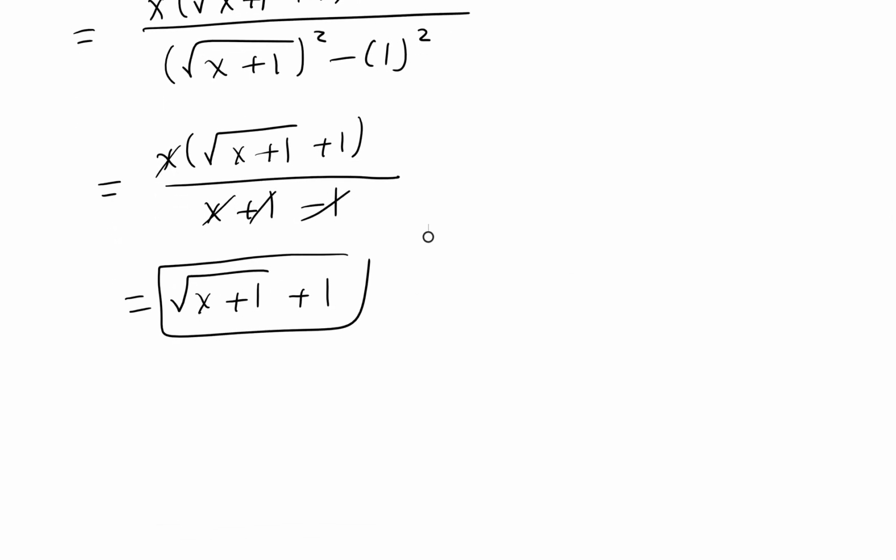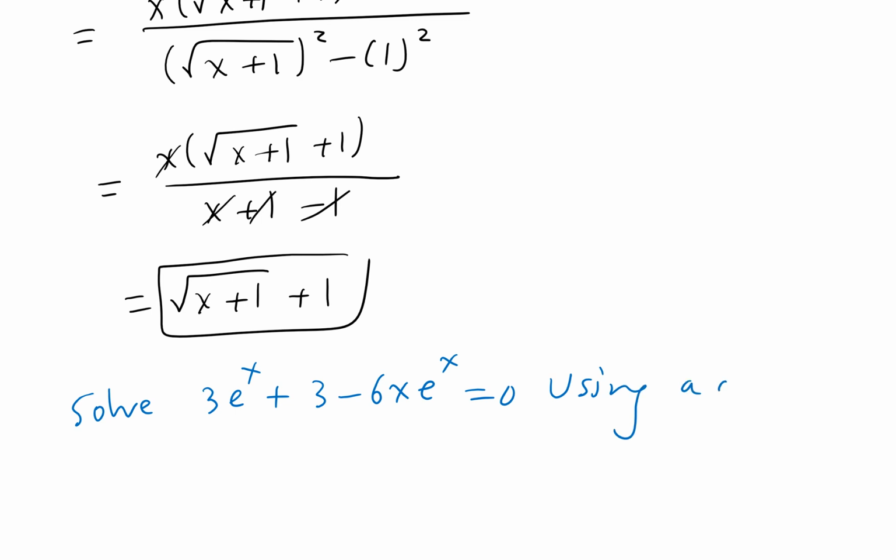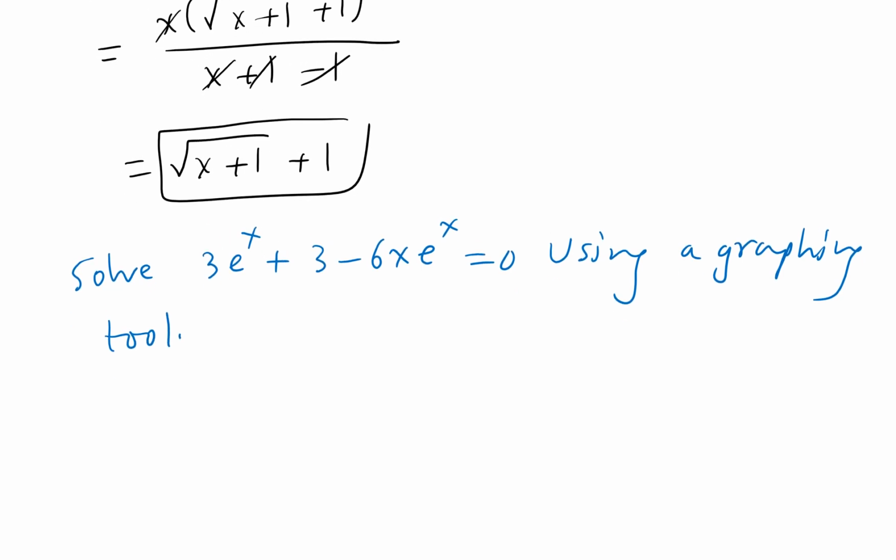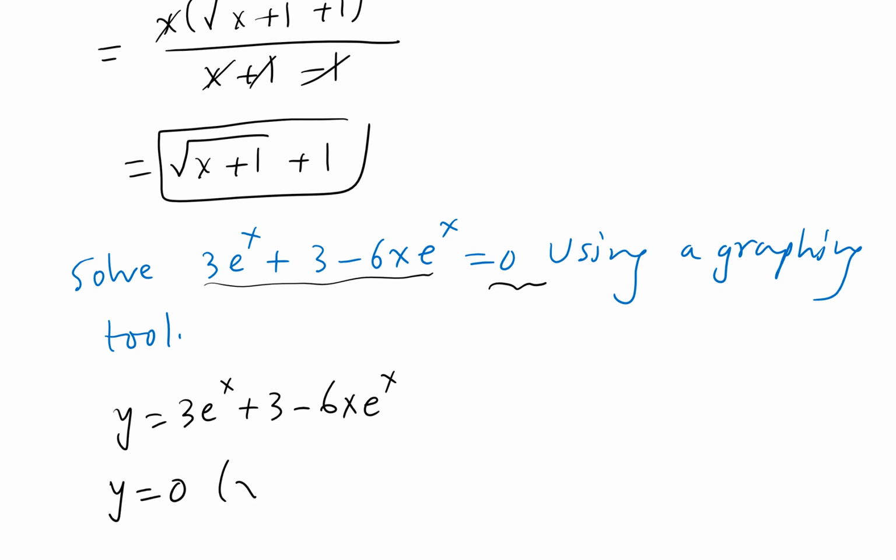So that's about rationalizing. Another thing I want to review is how we can solve equations such as 3e to the x plus 3 minus 6x e to the x equals 0 using a graphing tool. There are many ways to do this. One way is to graph. This is the function, let's call it y equals 3e to the x plus 3 minus 6x e to the x. And this is just y equals 0. This is the x-axis. So what we can do, we can use Desmos.